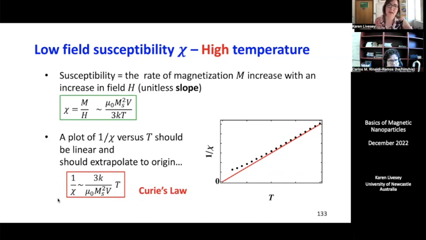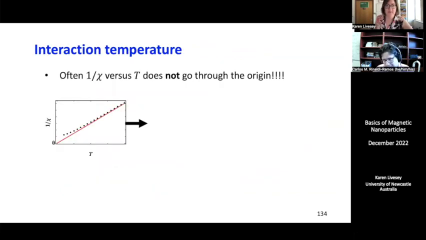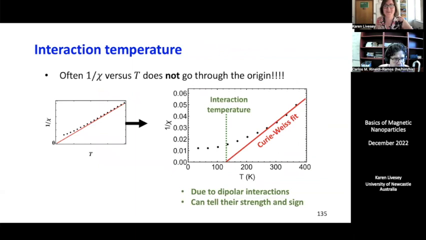So I can make a plot of 1 on susceptibility using those magnetization curves that I've shown on the previous slides, and then plot the results versus temperature. I predict that I should get a straight line, and a line that goes through the origin. So this red line is showing 1 on chi versus temperature that we predict. But spoiler, we often don't get that. Usually it doesn't go through the origin. So we get something like this.